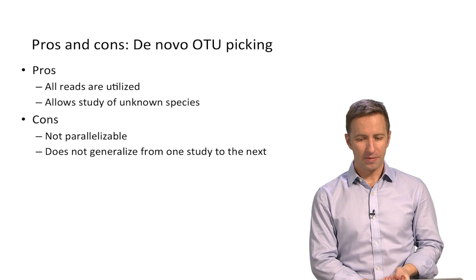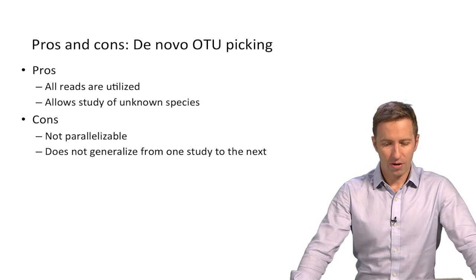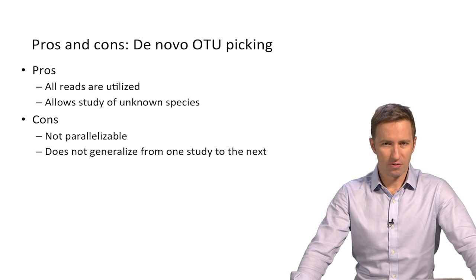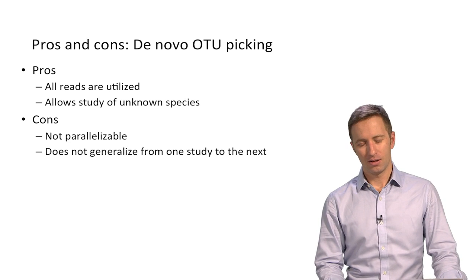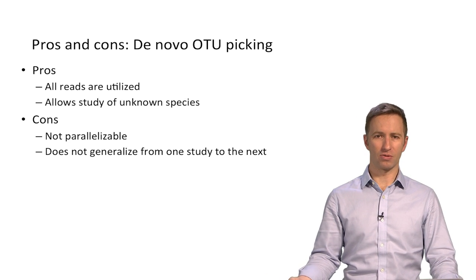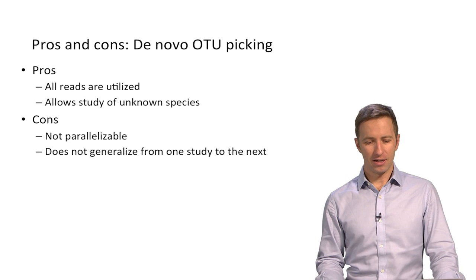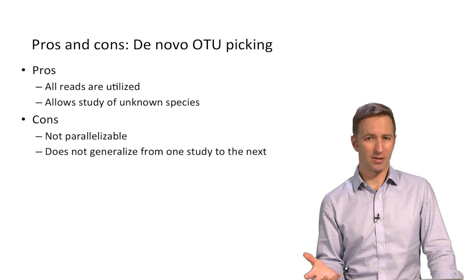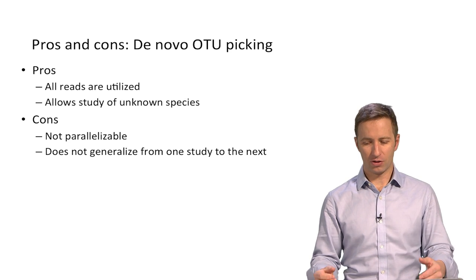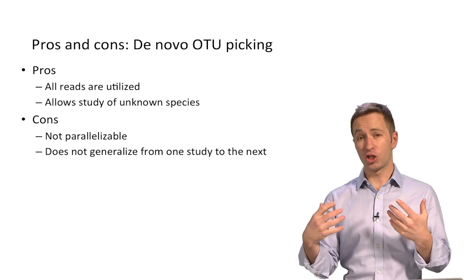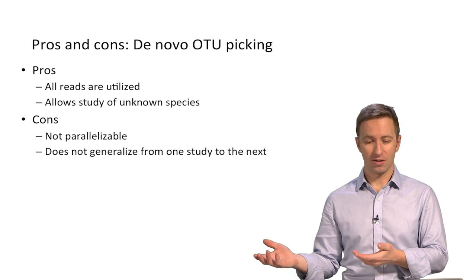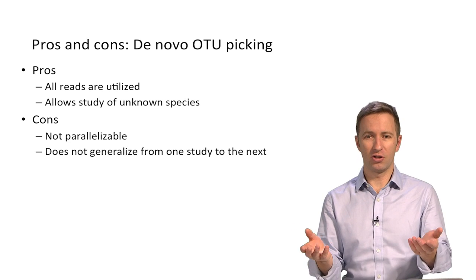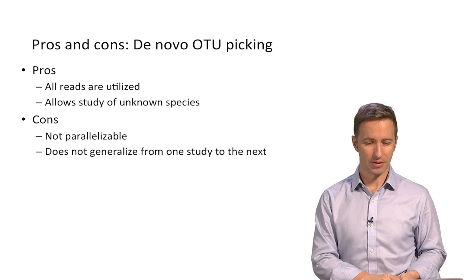Now, when we're doing OTU picking, de novo OTU picking, there are certain advantages and certain disadvantages. One nice thing about de novo OTU picking is that you're using all of the sequences, so you don't have to throw some out, as in closed reference OTU picking. And this allows you to study unknown species. So if there's a certain type of sequence that's showing up lots of times in your data and it doesn't match anything in the reference database, the fact that it's showing up lots of times means it could be some new species, and often is.